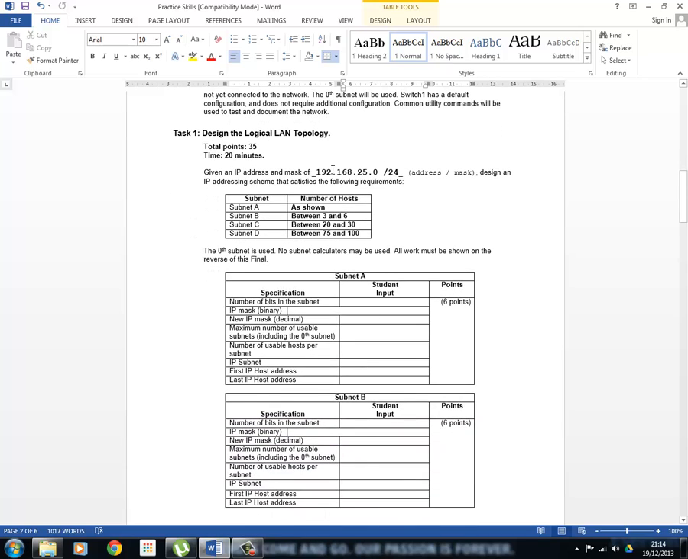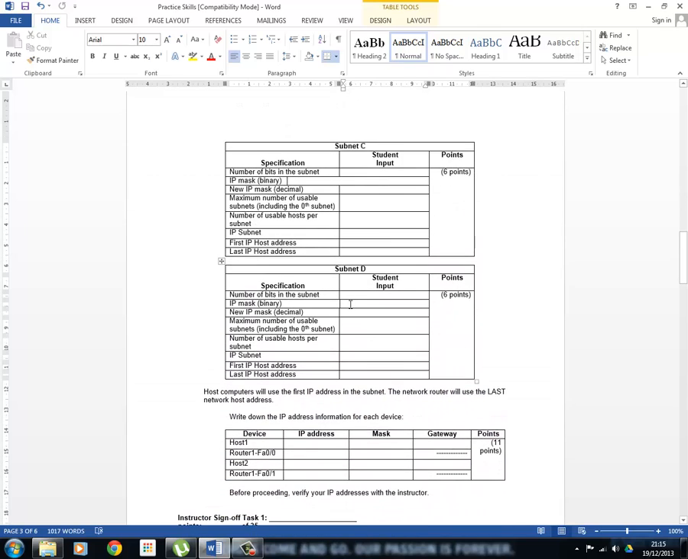Okay, so there's our network, which has been given to us, and it's a stroke 24. So that means we've actually got 8 bits to play with, which is the last octet. We can't change the first 3 octets. Now, when I look at these requirements here, my first thought is, which is the largest network required? And that's the one I'm going to work with first. And then I'll move down the scale, until I finally get to these 2 network requirements here. Okay, so I'm going to work with D to start off with, subnet D. Now, the number of bits in the subnet mask, okay, so hang on a minute, I'm going to have to work this out, aren't I?